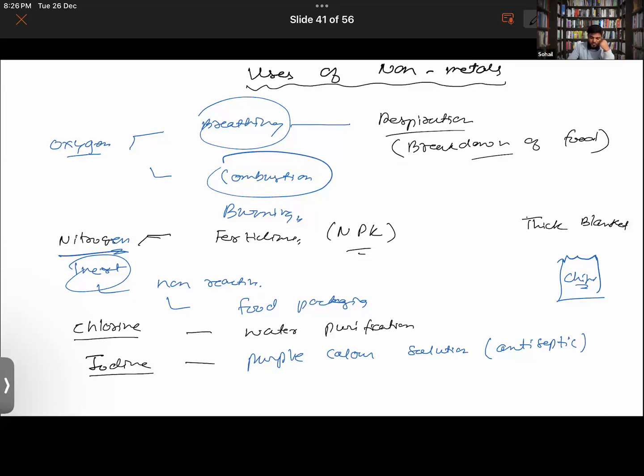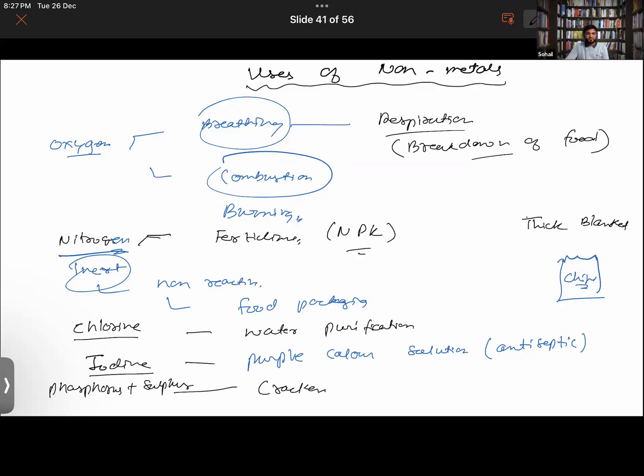Okay, then gallium is also there. Gallium is used for making mirrors and liquid thermometers. Talking about crackers, or matchsticks, what do we use there? Phosphorus. Then we use sulfur also. So phosphorus plus sulfur is used in crackers.